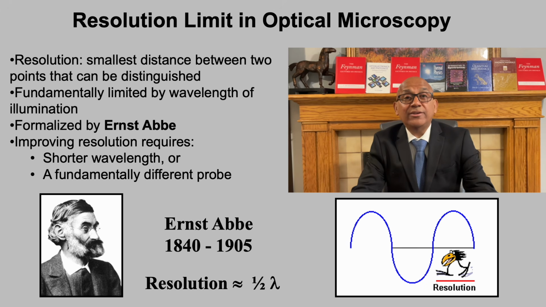This means that resolution is not just an engineering problem, it is a physical limit. This immediately tells us something important. If we want to see smaller features, we must either use shorter wavelengths or move to fundamentally different probes. This realization is what ultimately led to the development of electron microscopy.